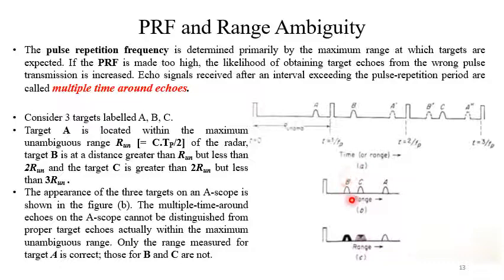So these 2 echoes are actually false echoes. They are not coming due to the current pulse, they are coming from previous pulses, and that would lead us to wrong detection, right? Because B and C should not appear here. They should be away compared to target A. But the A-scope display will show that these 2 targets are present much closer compared to A. So these are actually errors.